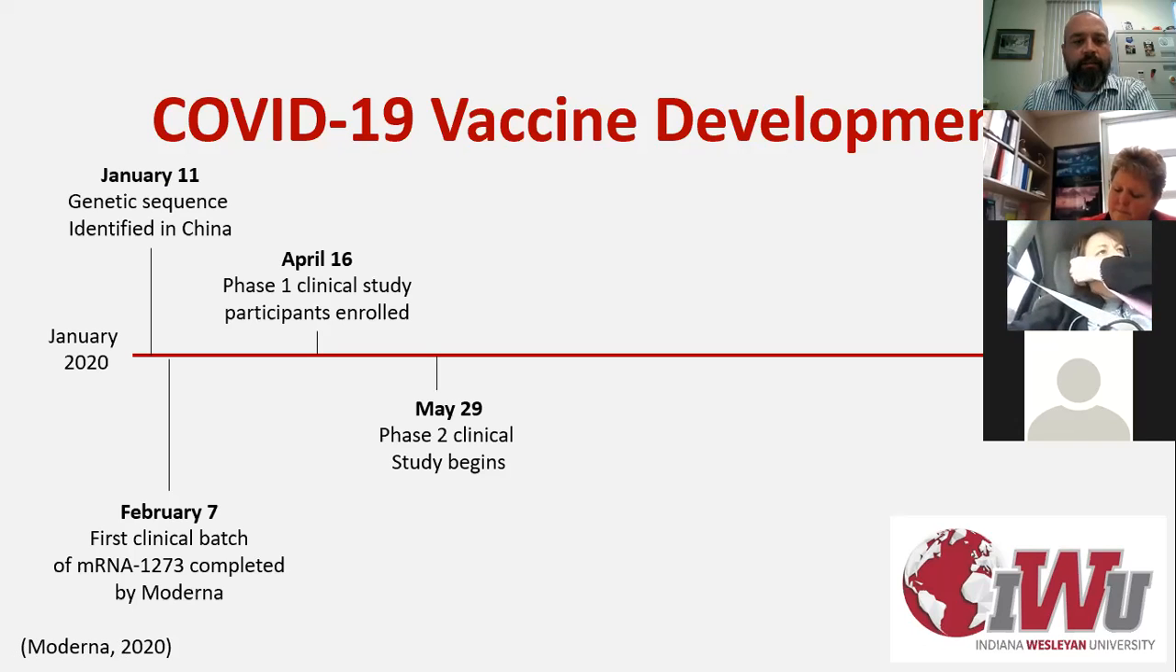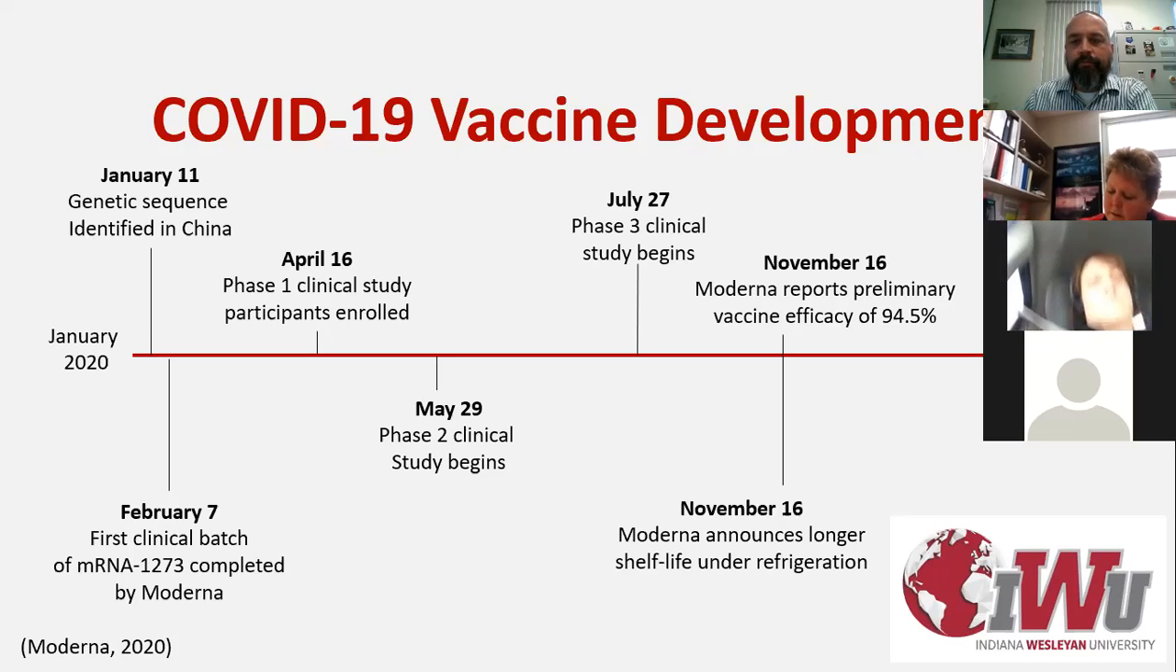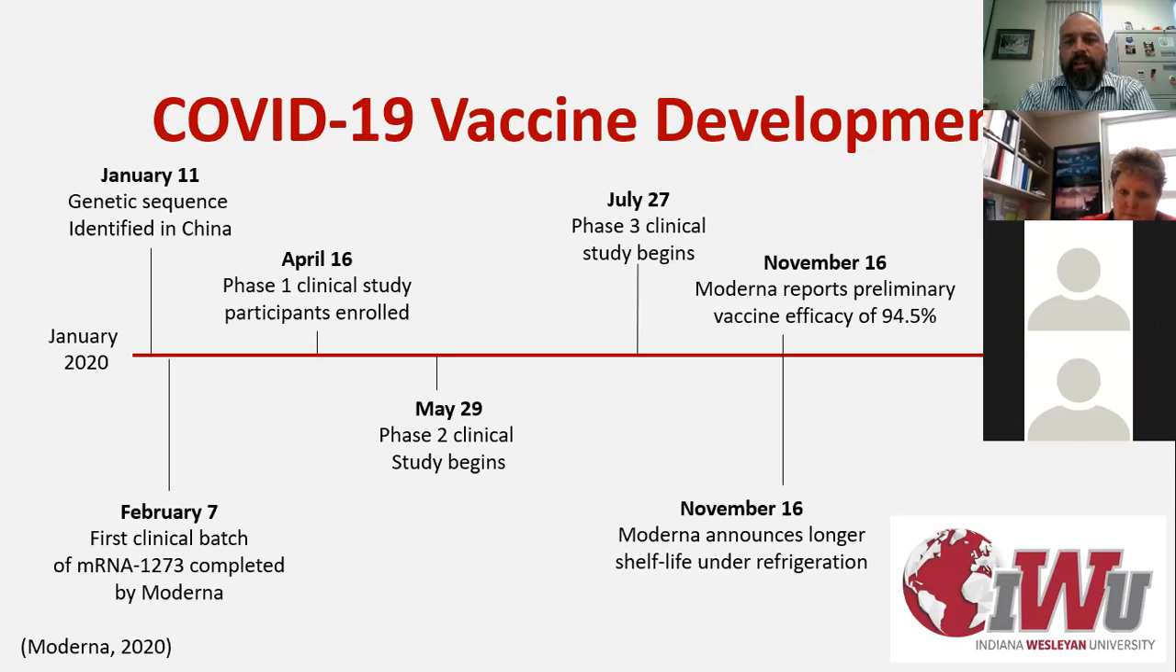So you see around the 1st of June, the phase 2 clinical trial begins, and just before August, the phase 3 clinical study begins. And then fast forward to the middle of November, Moderna is reporting their preliminary data from, I believe, their phase 3 clinical study indicating the efficacy of their vaccine is 94.5%.